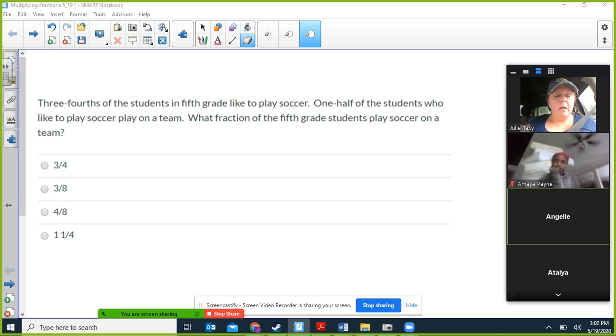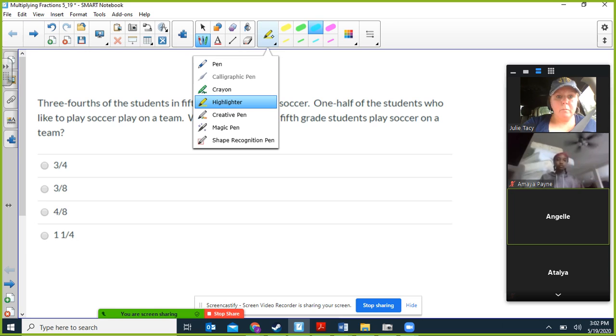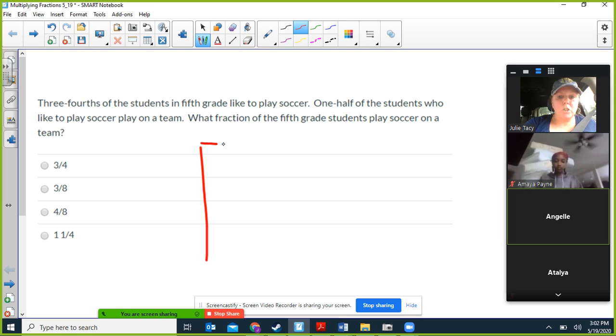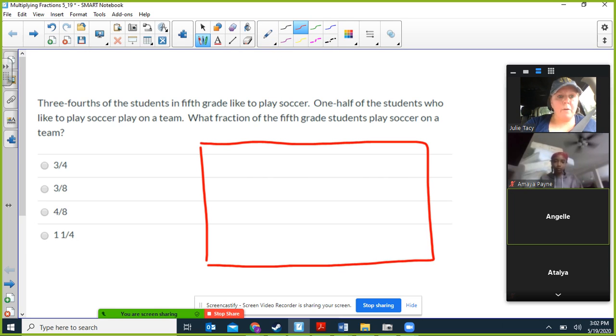Thanks, ladies. Remember the basis of the multiplication problem is quantity times amount in each quantity. So our quantity here is 3/4 of students, and the amount in each group is going to be 1/2. So let's say I'm going to just draw that problem, and this is how we started learning it. So I'm going to draw that 3/4.